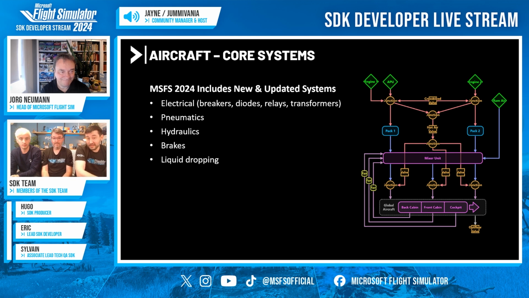Now let's move to the core systems. Our core systems engineers have added and done a lot of work on the systems we already had in Flight Sim 2020. Some systems have been improved, like the electrical system. We've added a lot of new components like breakers, diodes, relays, and transformers. There was one particular topic, I don't know if the people are in the chat, that was requested a long time ago on the support, which was the simulation of internal resistance for batteries. Well, that new system covers this feature.